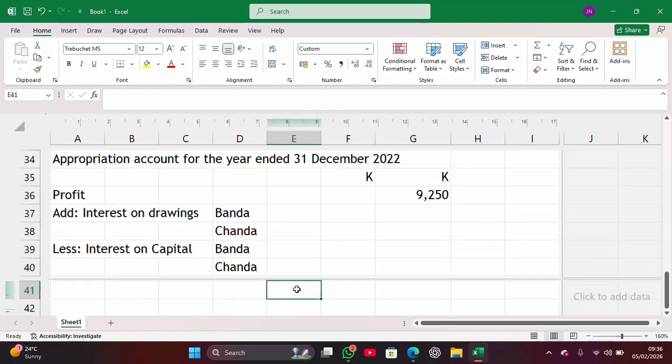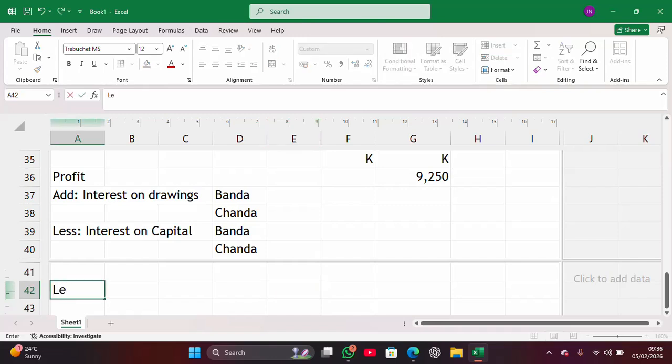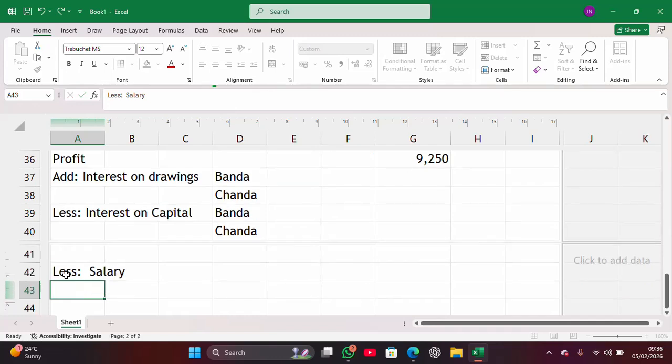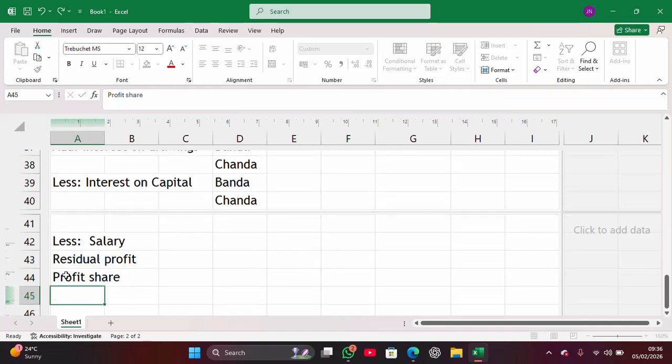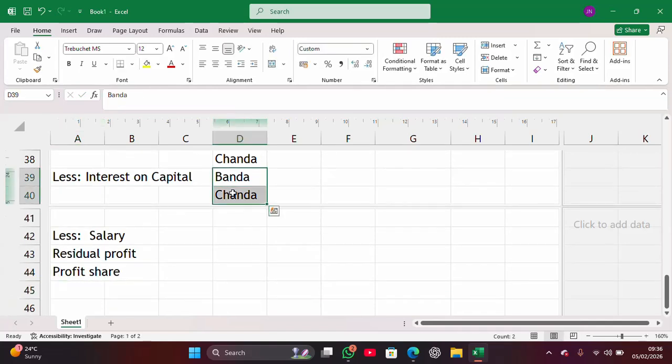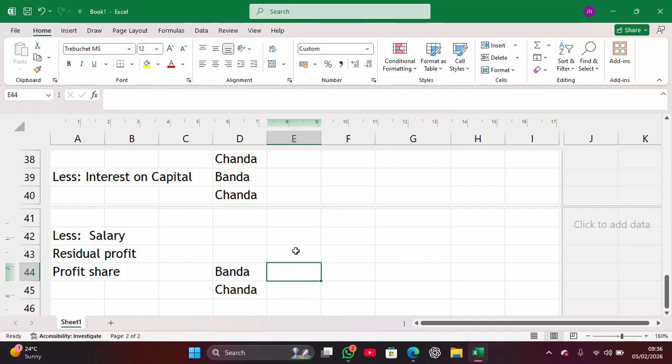Then we have got salary; one of them is entitled to a salary. After that we have got residue profit. Then down here we've got profit share. We need to share according to the question instruction. Would have been done. All right.